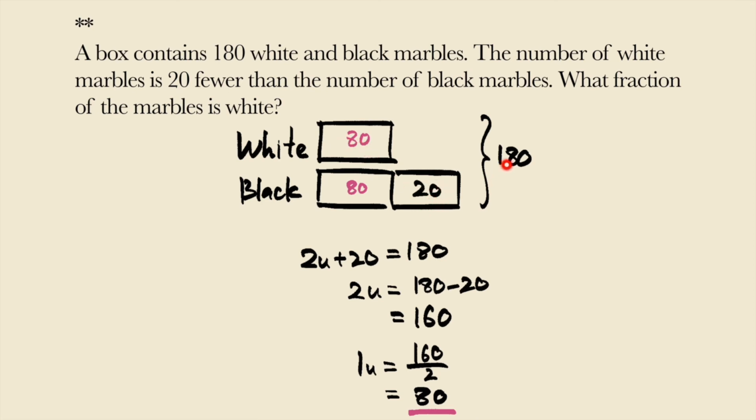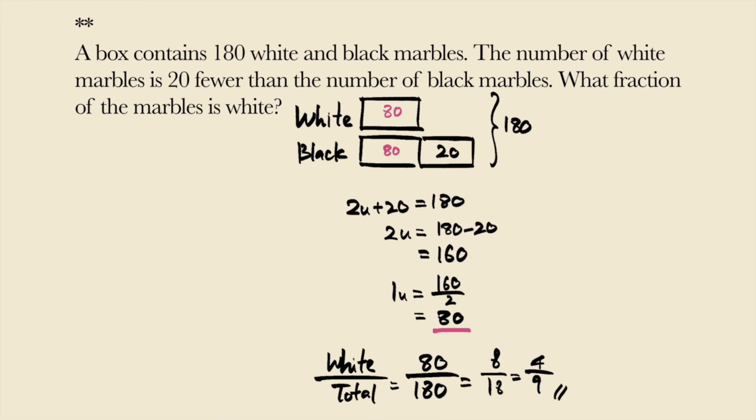And the total is 180. So 1U is therefore 80. You can plug this in. What fraction of the marbles is white? Hang on, of the marbles, that's 180, isn't it? What's the fraction that's white? Okay, white is therefore 80. So the required fraction is 80 over the total. Simplify, you should get 4/9.